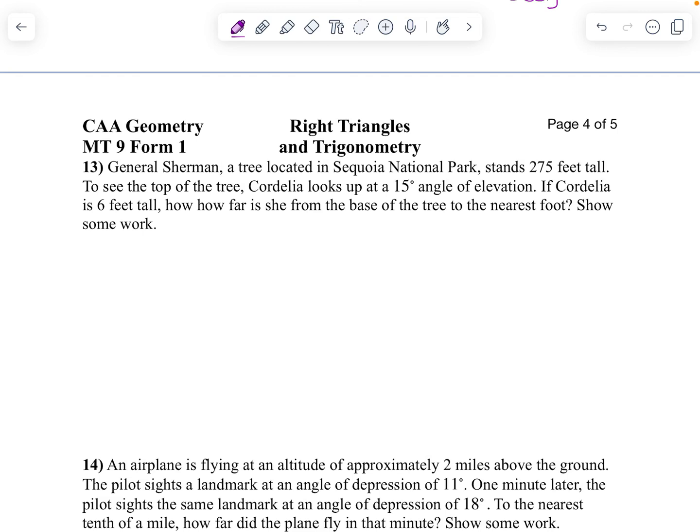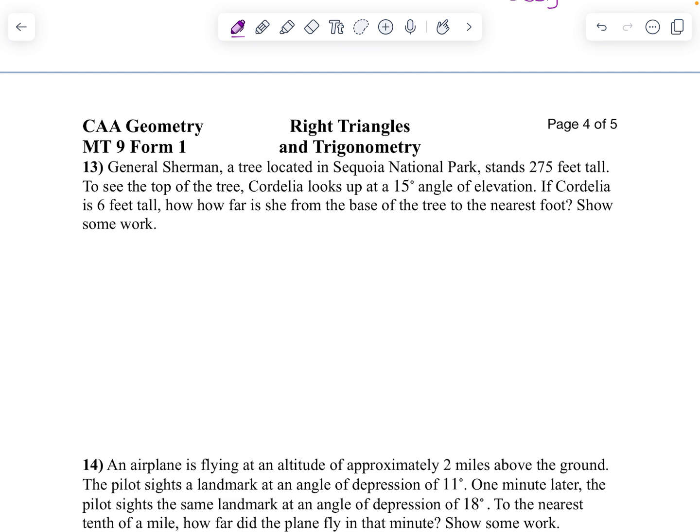On question number 13, we'll draw a picture. John, we got this tree. It's located in Sequoia National Park. It stands 275 feet tall. To see the top of the tree, Cordy looks up at a 15-degree angle of elevation. And we're told Cordy is 6 feet tall.